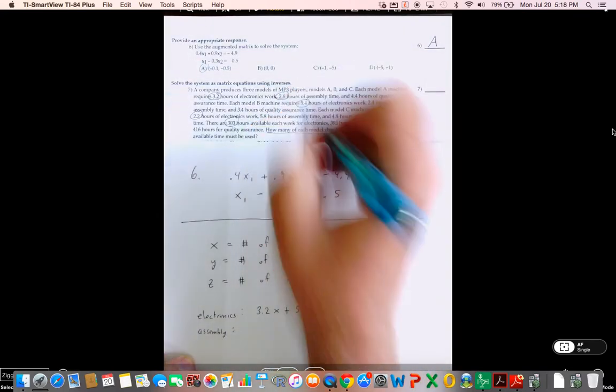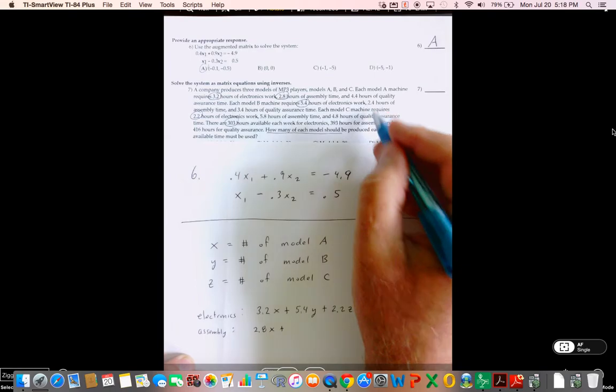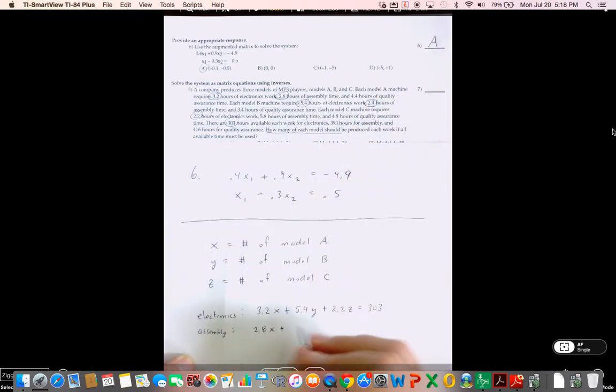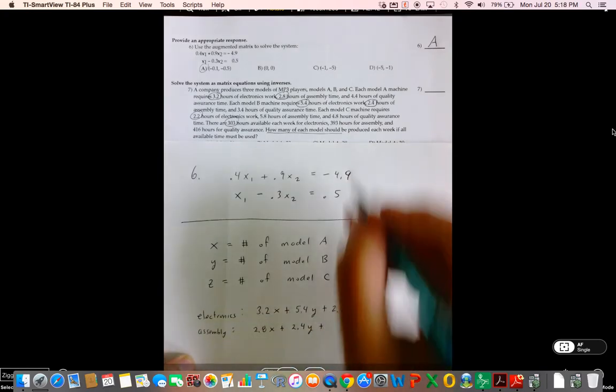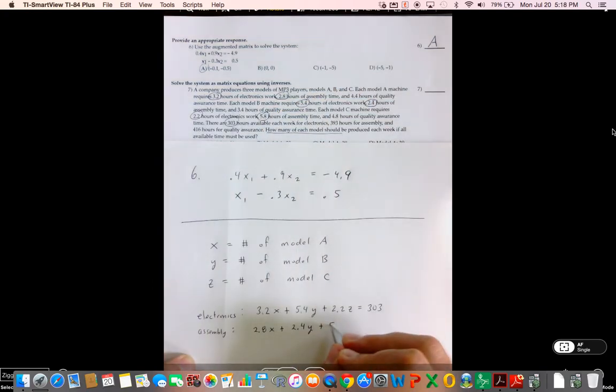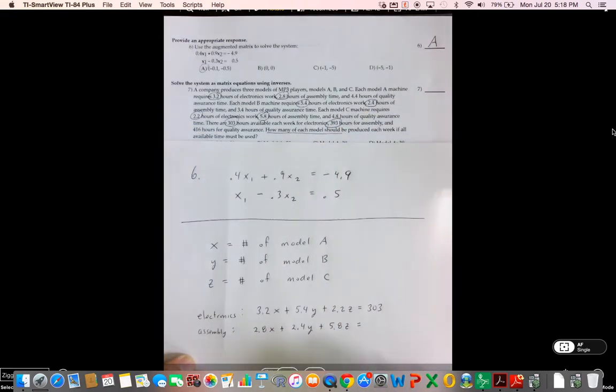I have 2.8 assembly from A. I have 2.4 assembly from B. And I have 5.8 assembly from C. I have a total of 393 assembly.